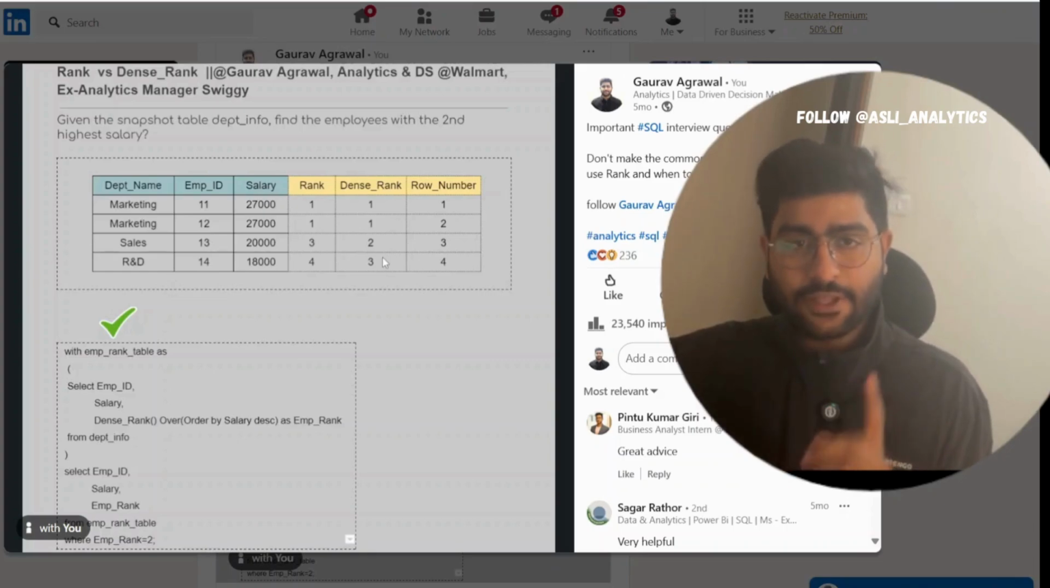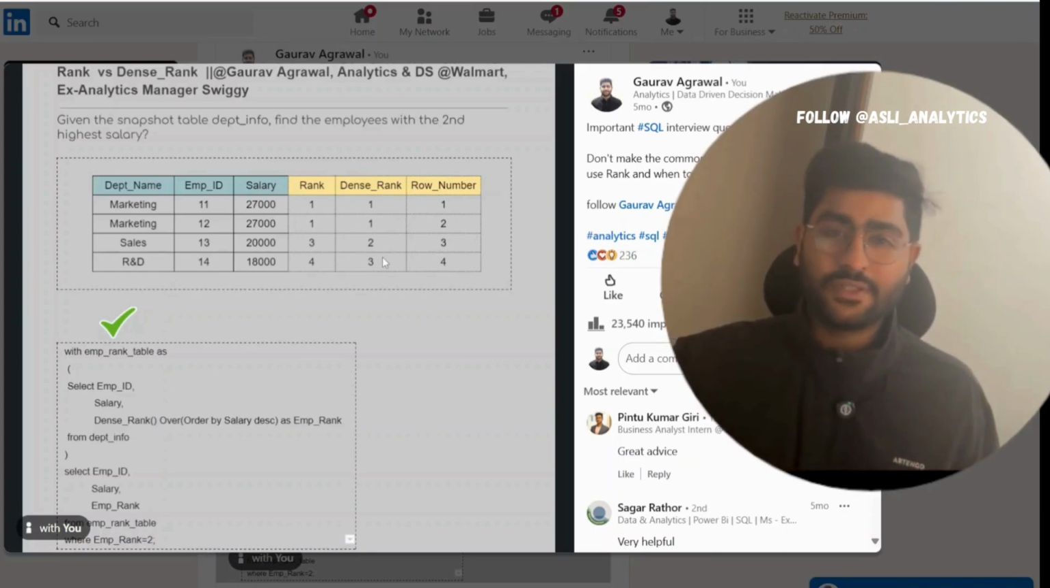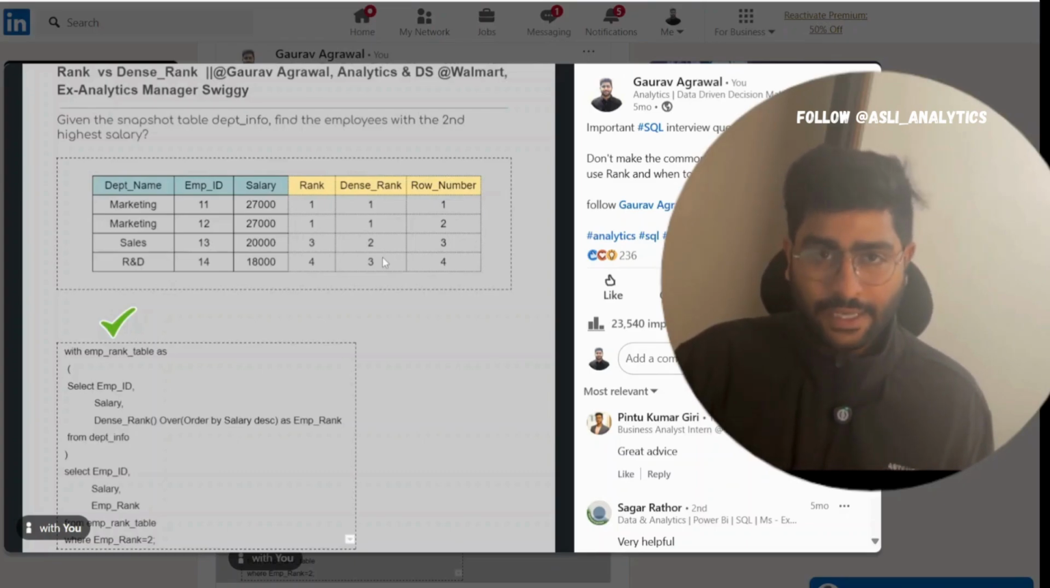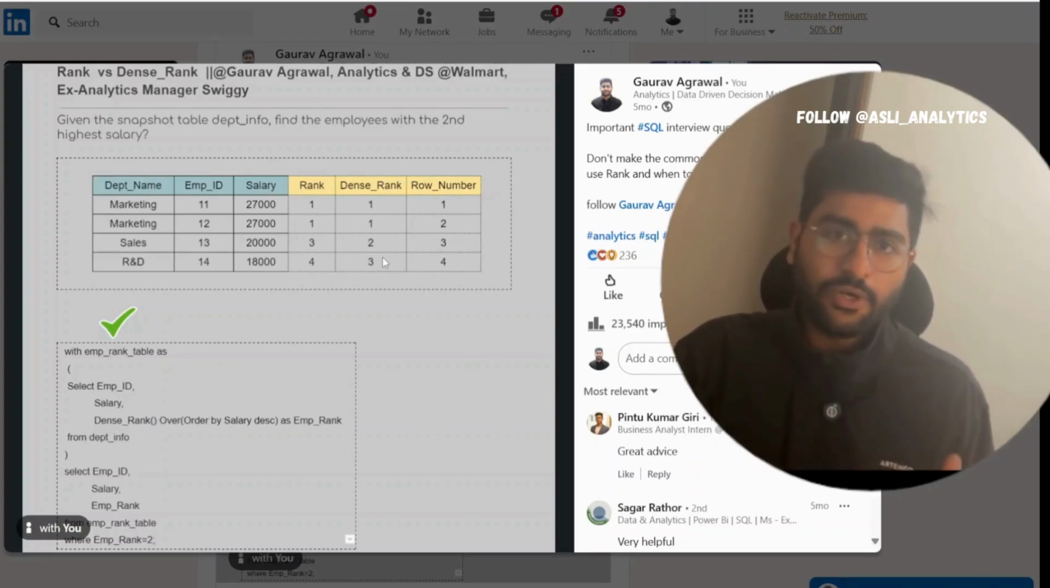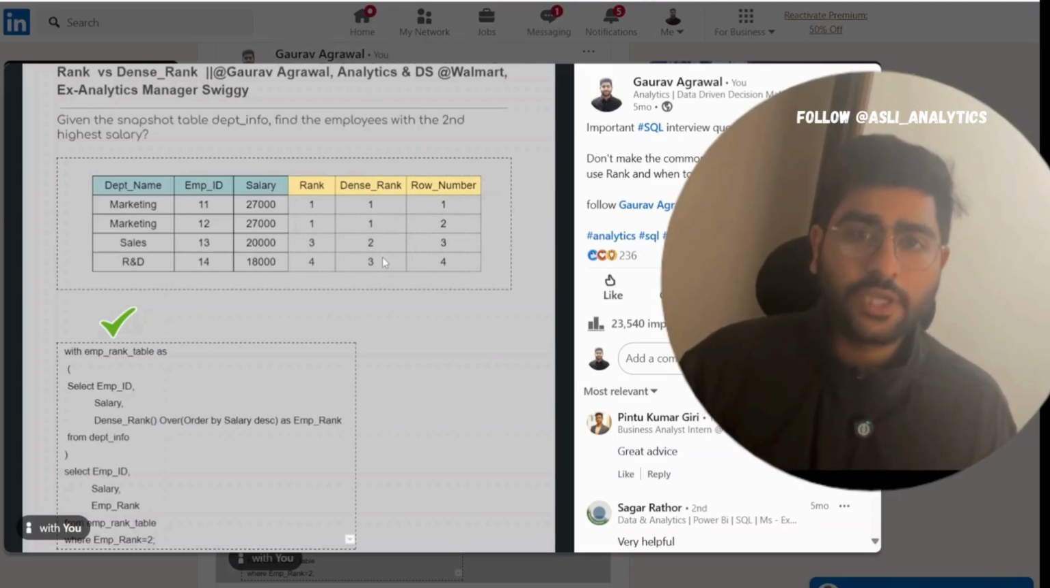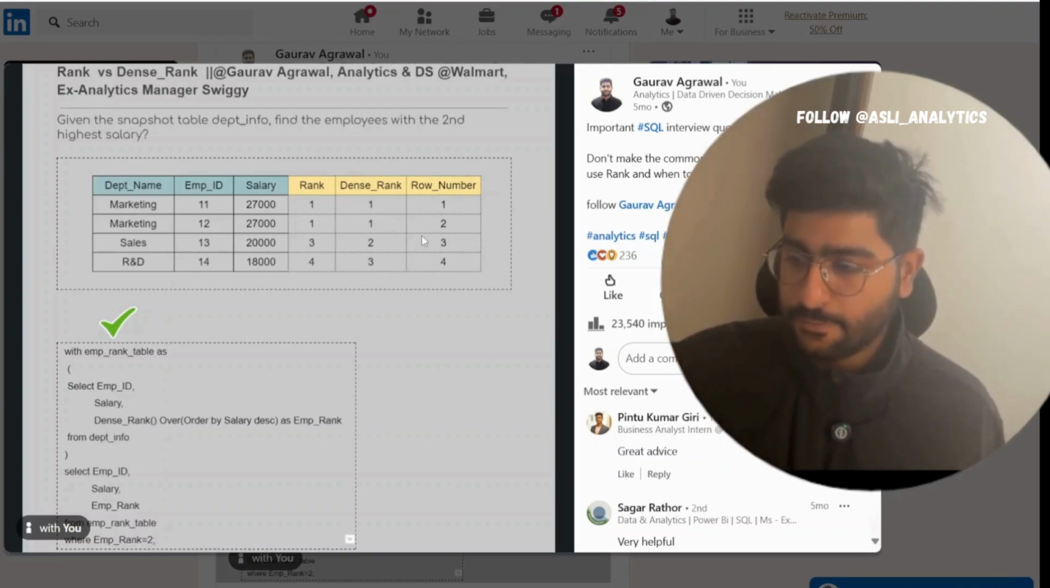Okay, so it is very important to understand the use case. Don't just mug up the definition of rank versus dense rank versus row number, right? At interviews, good interviewers will try to trick you to test whether you really understand the use case or not. Okay, thank you.